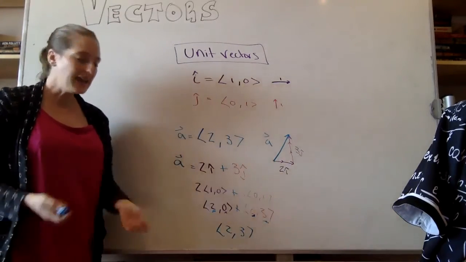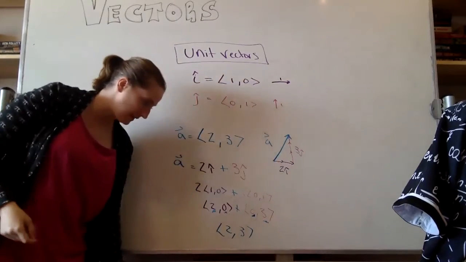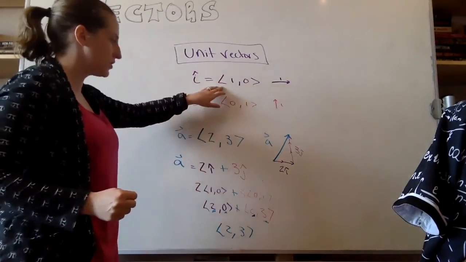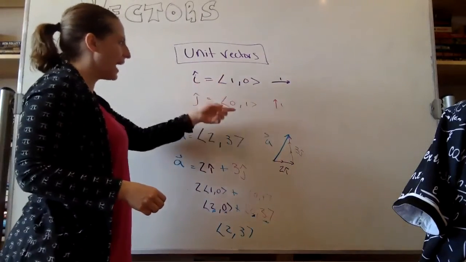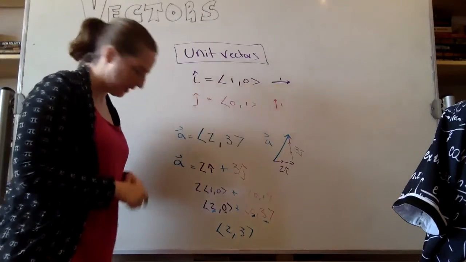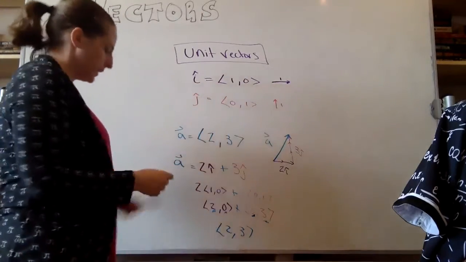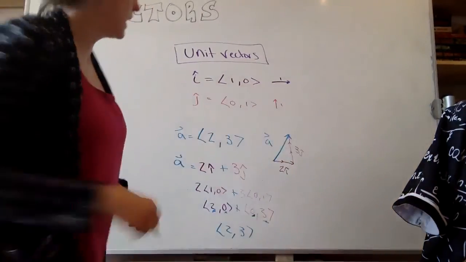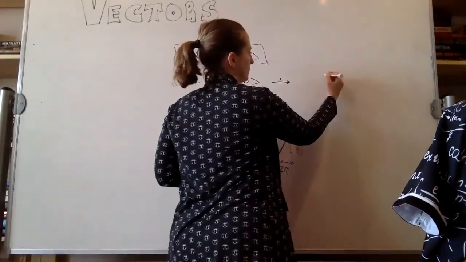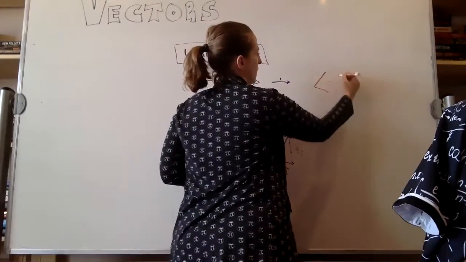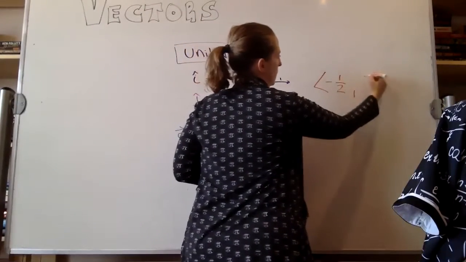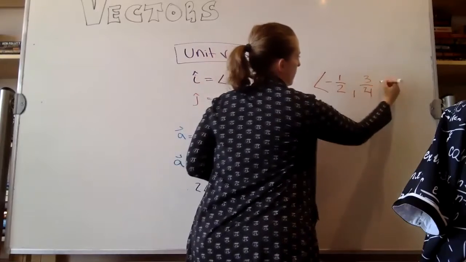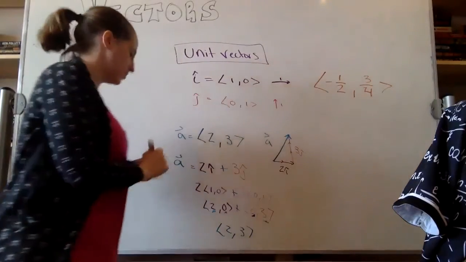Any vector in two-dimensional space can be written as a linear combination, or multiples of i hat added to multiples of j hat. Let's look at one more example. Let's say we want to write the vector (-1/2, 3/4) in terms of i hat and j hat.